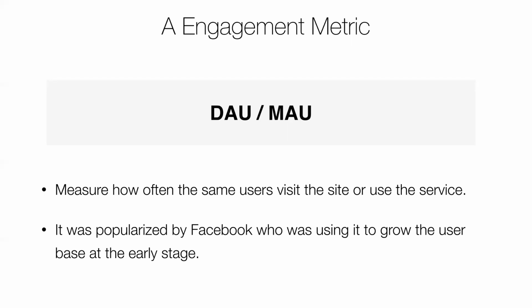So this is a measure of how often the same users visit the site or use your service within a month. It was popularized by Facebook, who used it to grow the user base at the early stage. I'm not sure today, but they used to use it, and everybody was like, "Wow, this is great." But by using this, you can't really manipulate it by just bringing in a lot of one-time users.